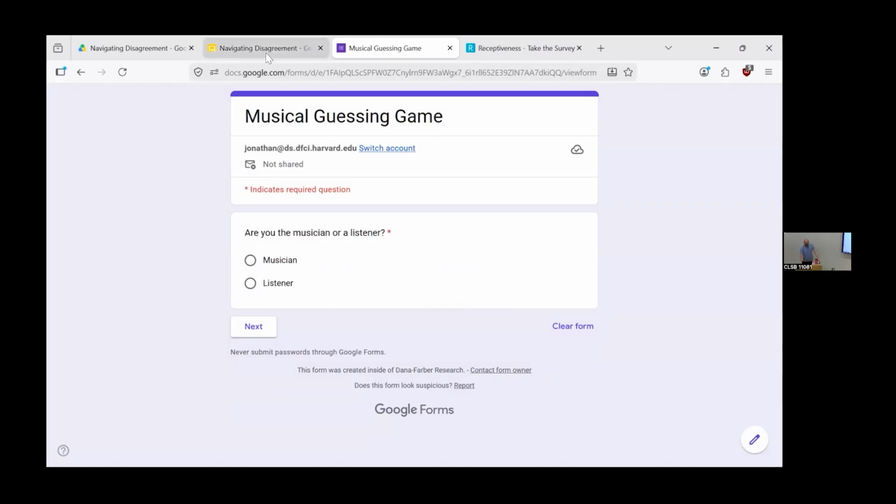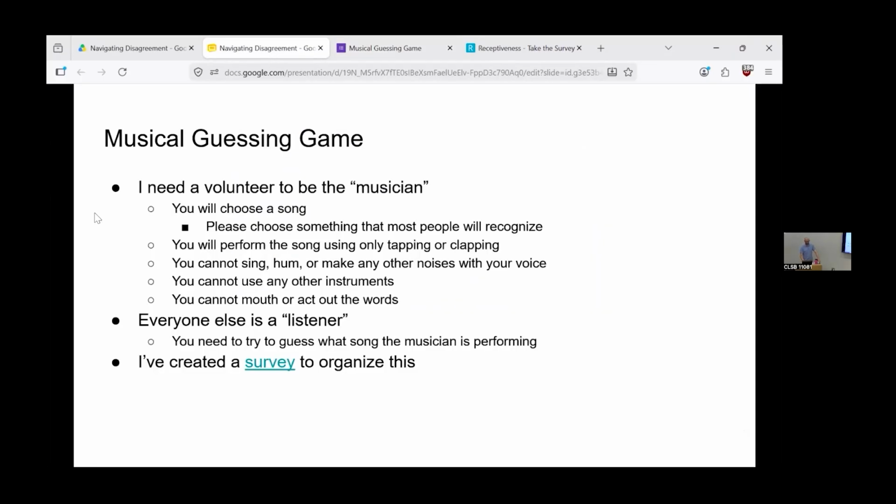Okay, so who is willing to be the musician? It can't be me because it's going to be like I chose a really difficult song or something. I'm going to rig the game. Look at me. I really look at me. I'm just trying to think of a song.